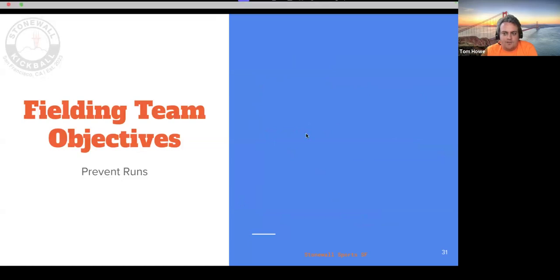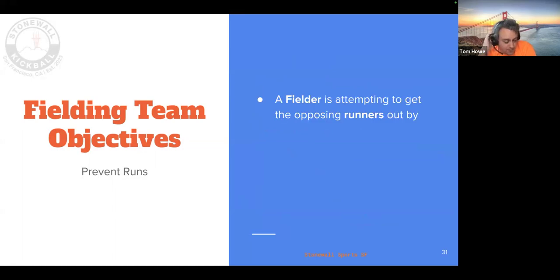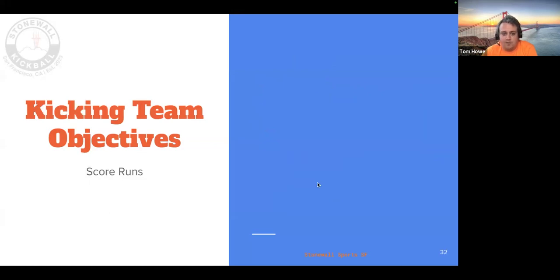Kickball is a game between 2 teams, fielding team and kicking team. You will take turns. When you are the fielding team, you are attempting to get the opposing runners out through the following methods: striking the runner out, delivering a ball to a base, or tagging a runner with a ball. You can also, of course, catch fly balls. The goal in getting these outs is to prevent runners from reaching home plate and therefore prevent them from scoring.